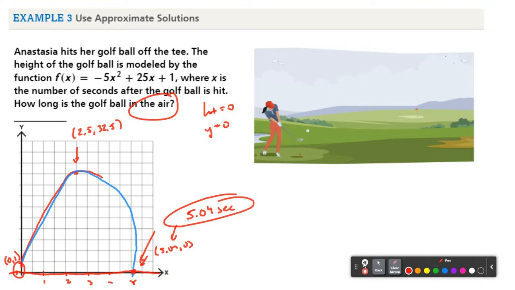And again, that's why Desmos is so powerful, but we will soon learn other methods of solving these.